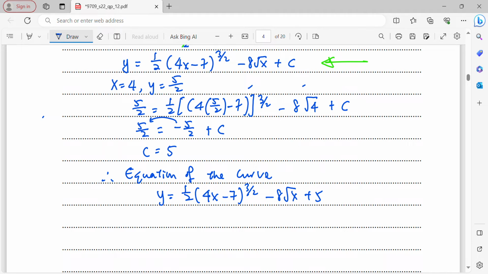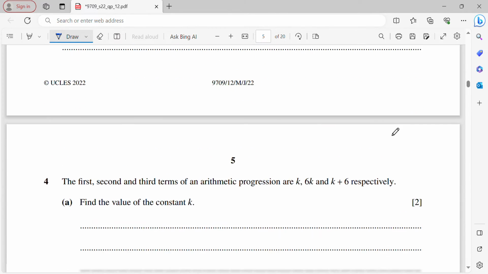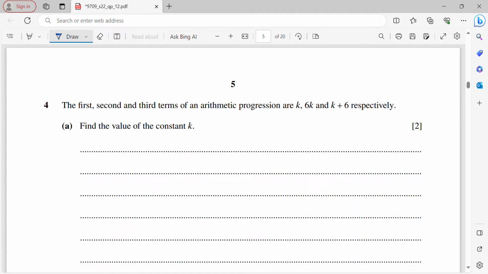So we have solved this question. Let's move on to the next question. Now next, question number 4. The first, second, and third terms of an arithmetic progression are k, 6k, and k plus 6, respectively. A. Find the value of the constant k. So now, arithmetic progression, first term is k, second term 6k, third term k plus 6.